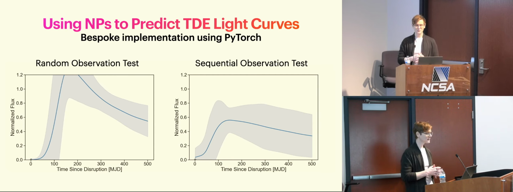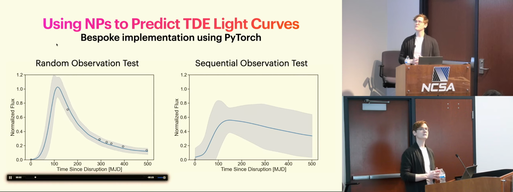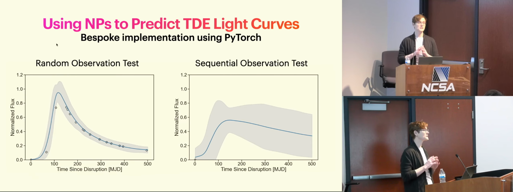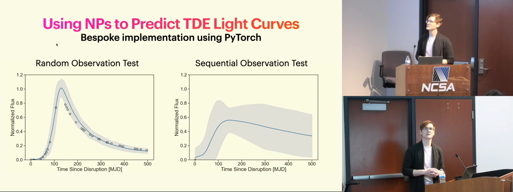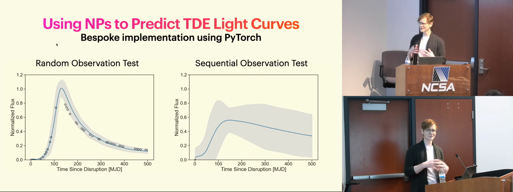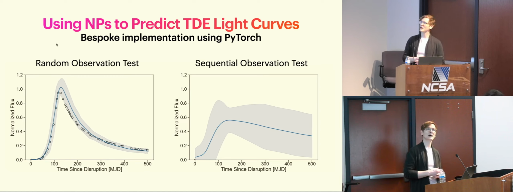So on the left here was my initial test, which is effectively just taking random observations of a tidal disruption event and seeing how well the model can adapt to just a random set of observations that we might get over a series of nightly observations, for instance. Of course, this is not realistic. We wouldn't expect it to work this way, but I wanted to see how well the model might adapt to the data.